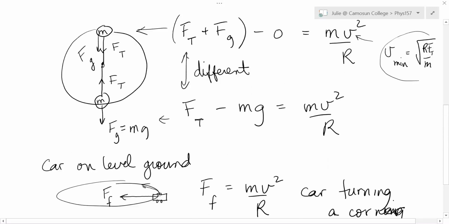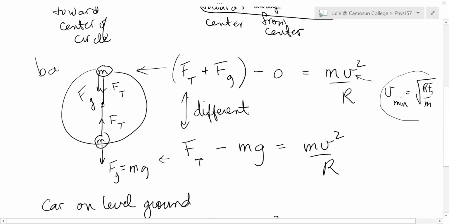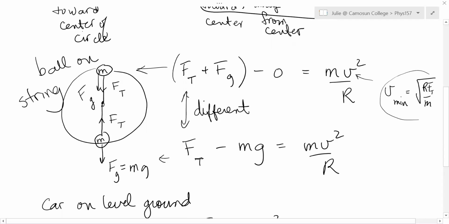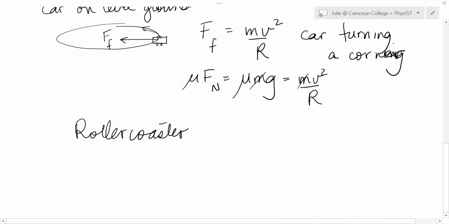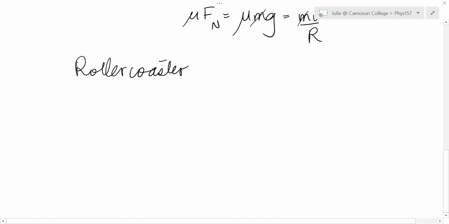And then this is ball on a string, this one up here. So you'll have questions on Mastering Physics about each of these situations where objects are undergoing uniform circular motion.